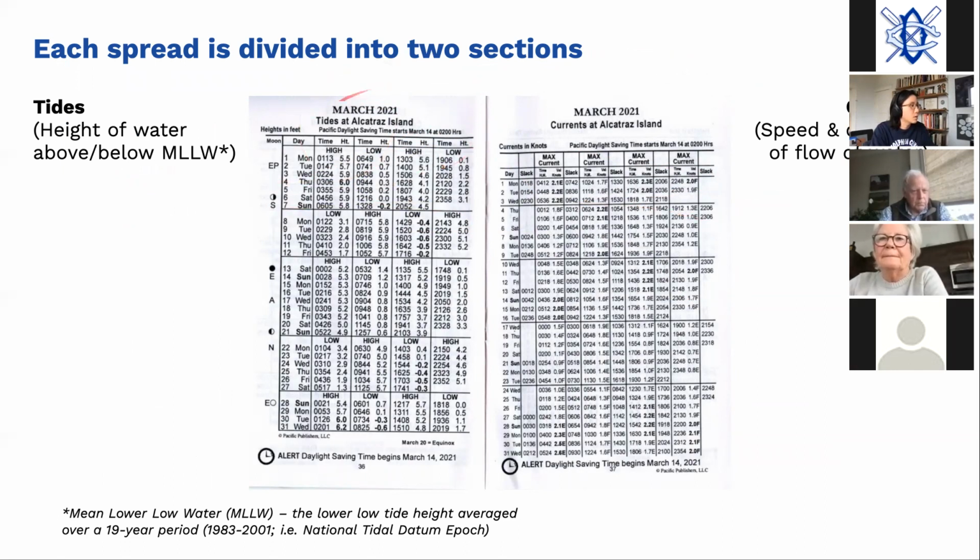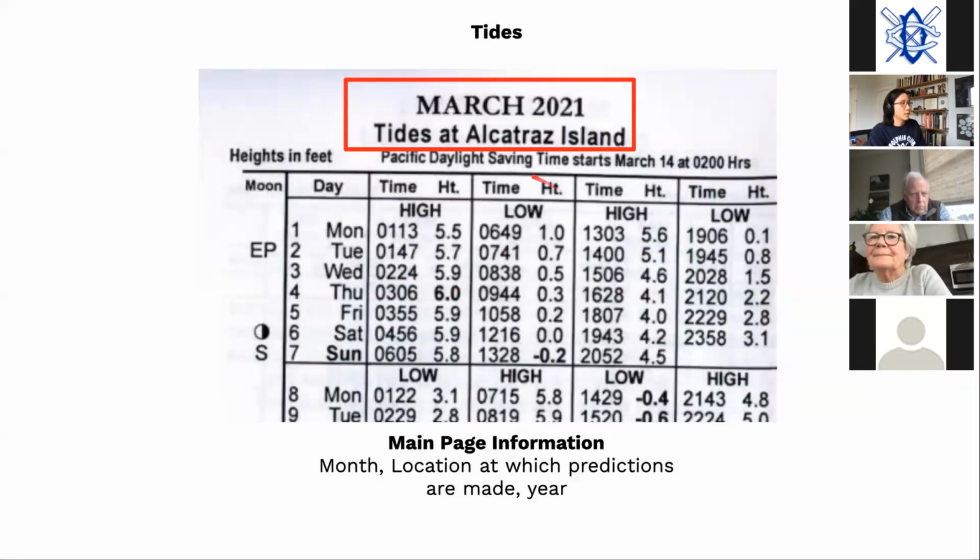But at least in the book, on the left side, you have the tides printed, right? So the heights of the water when they occur. And on the opposite side, the currents, and those tide events I just talked about, or some of them, and when they happen. So let's start with the left side, the tides.